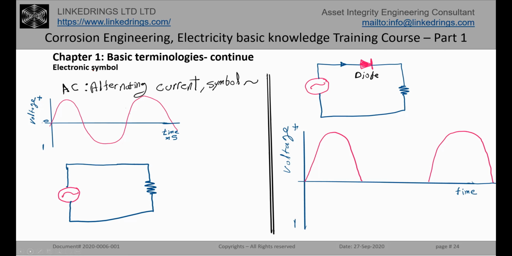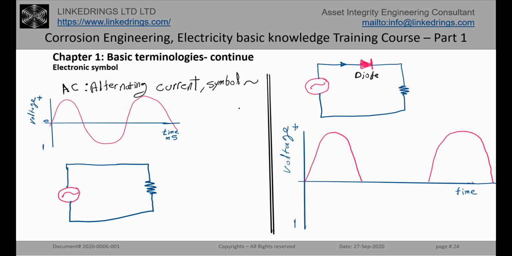What will happen if we have AC alternating current and we add one diode to the circuit? If there is no diode, like in this circuit, this is a source of AC alternating current passing through the resistance or load. The wave will have this kind of shape. The vertical axis represents the voltage, and the horizontal axis represents the time in milliseconds.